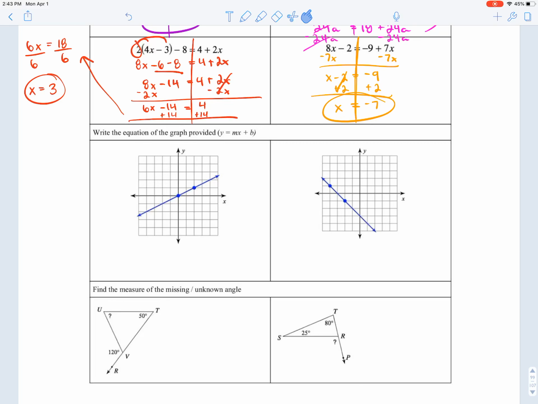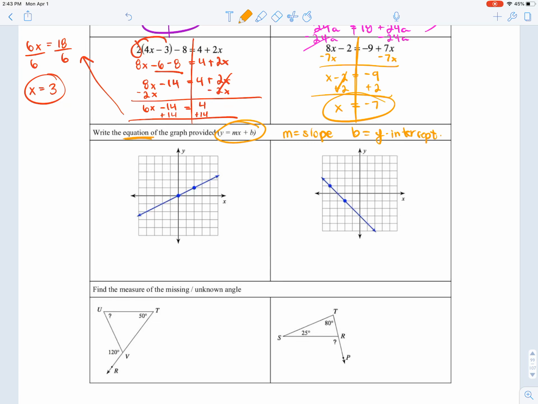All right, these graphs here, they want us to write the equation of the graph. And remember, this is the equation we write for lines, y equals mx plus b. This was in unit 5. And we have to remember that m is our slope and b is our y-intercept. If you can find those two things from the graph, then you will be good.